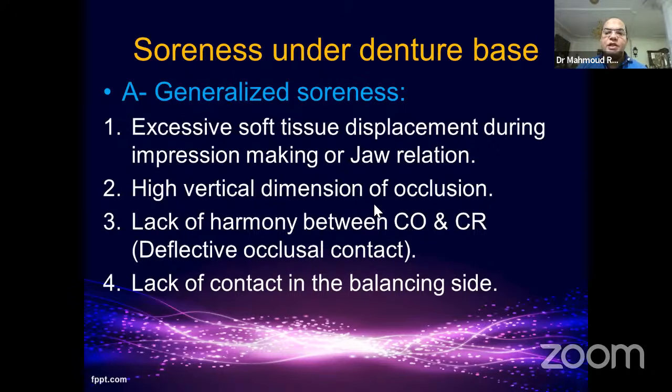Also, high vertical dimension of occlusion will subject the bone, the mucoperiosteum and the soft tissue to heavy forces. Lack of harmony between centric occlusion and centric relation will cause a deflective occlusal contact that may cause anterior-posterior displacement of the denture during function, and this will cause generalized soreness under the denture base. Lack of contact on the balancing side, in incomplete denture cases of course, will also cause generalized soreness.